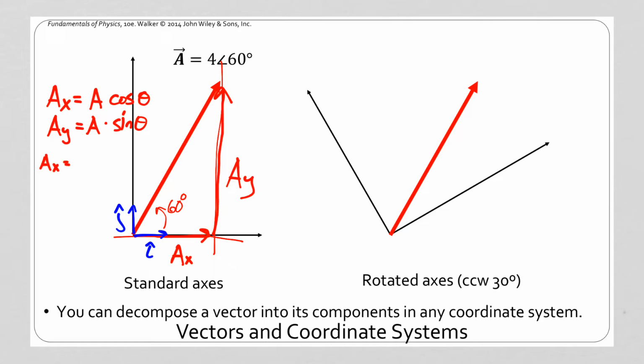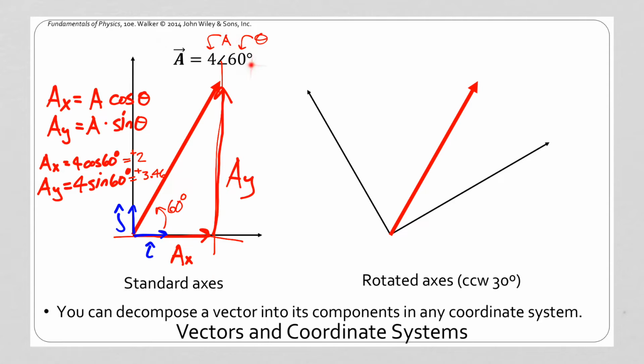So my x and y components here would be 4 cosine of 60 degrees and 4 sine of 60 degrees, because again, this is my a, the magnitude of the vector, this is my theta, the direction of the vector. I can find values for those two, and they're both positive. The x direction is positive because I'm pointing to the right. The y direction is positive because I'm pointing up.